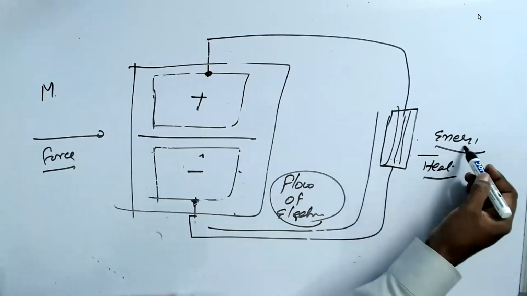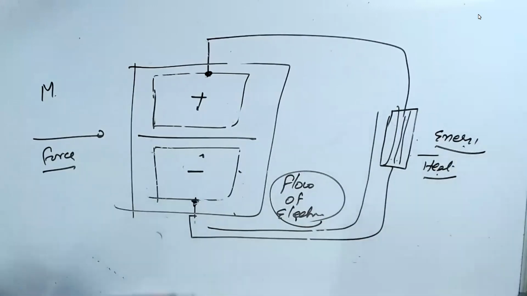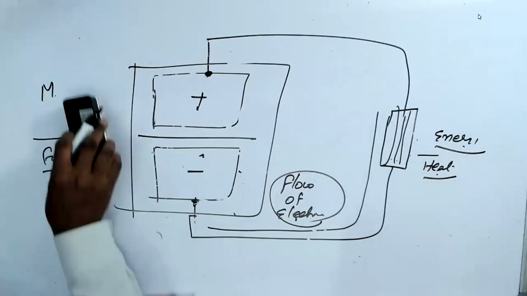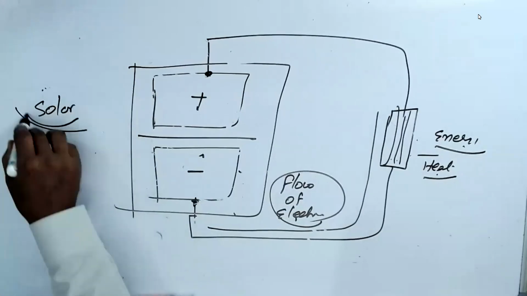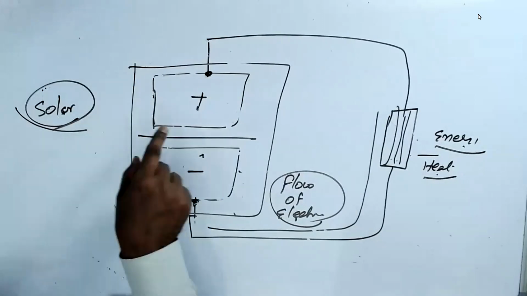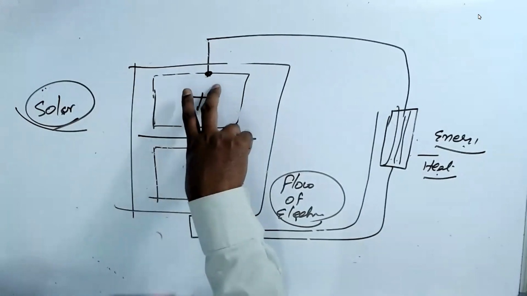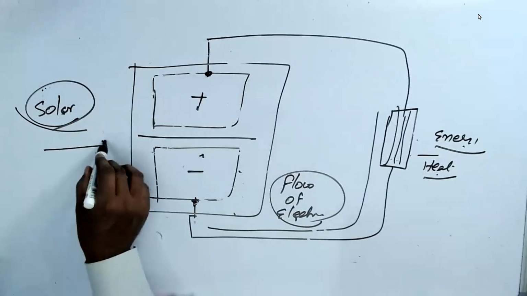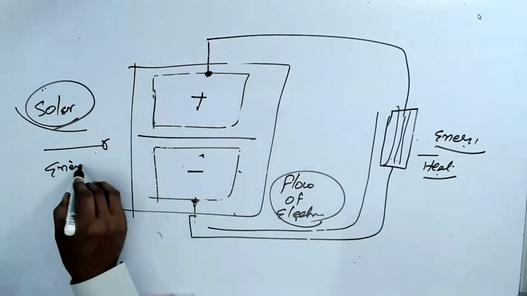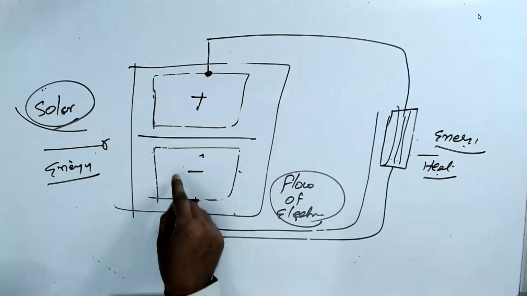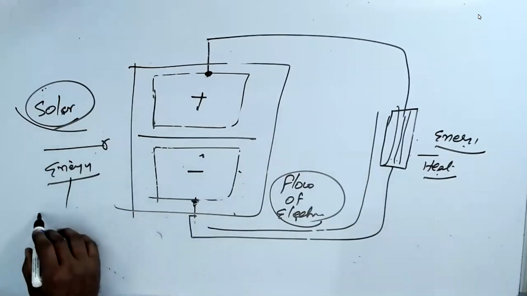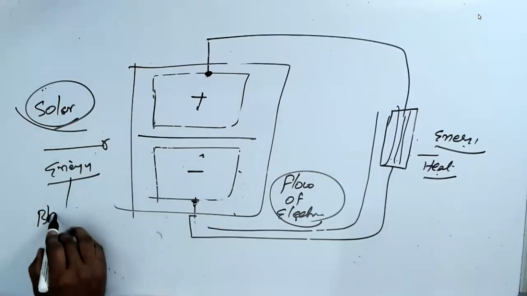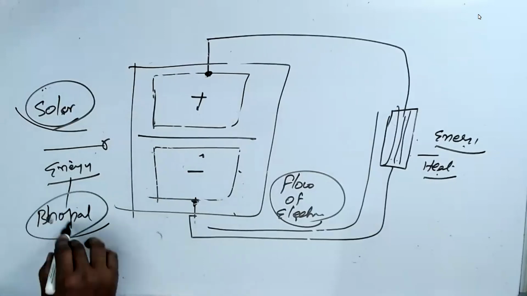What am I getting now? Heat energy. So I give solar here. Please understand, I give solar here. From solar, I convert it to an electrical potential difference, this energy. But after flowing, let us assume this is at Bhopal.